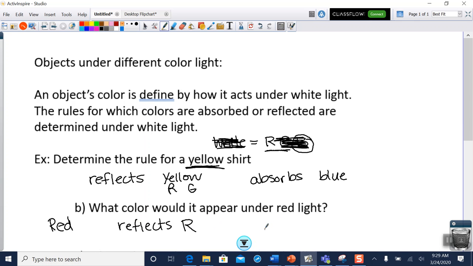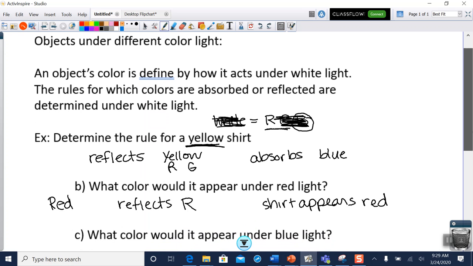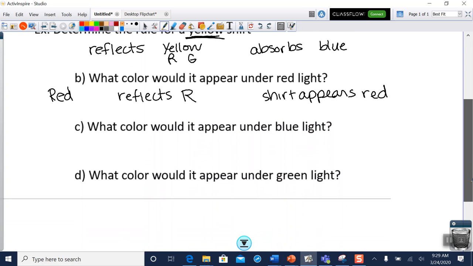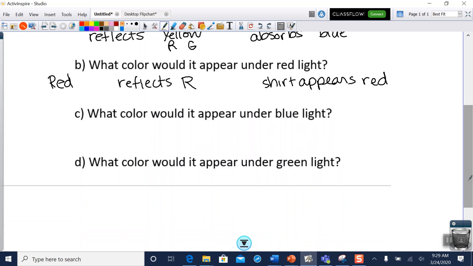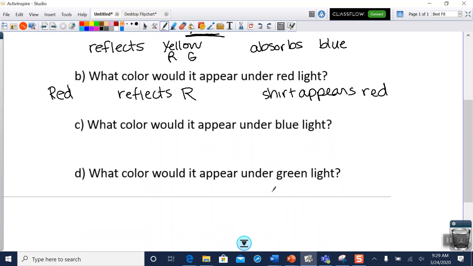So, what do we see? We see the color that is reflected. So in this case, the shirt appears red, because the only thing being reflected is the red light. Okay? Now, let me not get past my rule here.